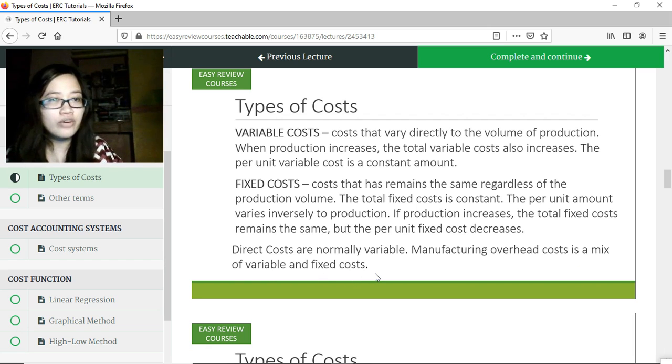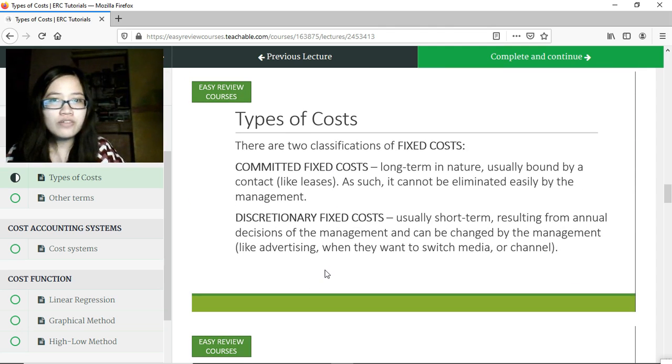Okay? So, yung direct materials natin saka direct labor, normally variable sila. And then, yung manufacturing overhead, depende. Merong certain figures dyan na variable and then meron ding certain items na fixed cost. Okay? Types of cost, there are two classifications. Fixed cost, ng fixed cost, we have committed and discretionary.